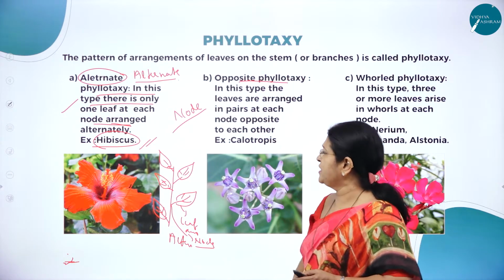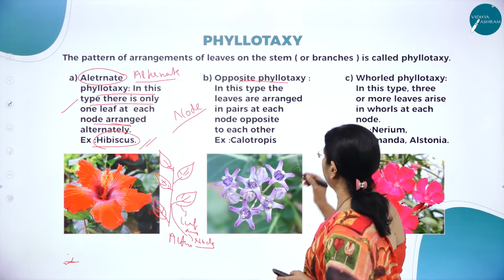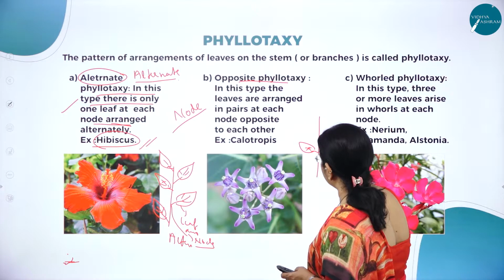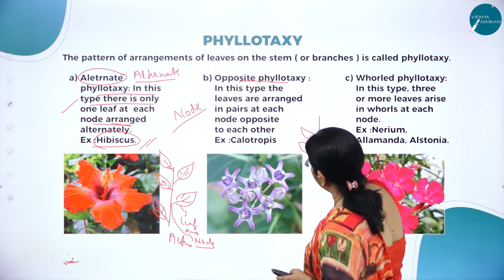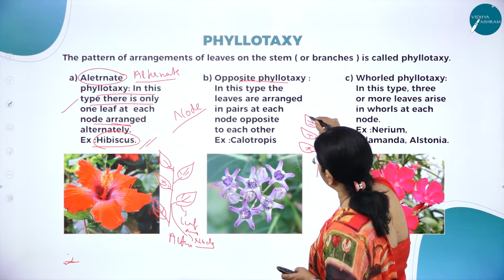Moving on to the next type, opposite Philotaxy. The very word itself will tell you. Opposite. So from one node, two leaves arise. You can see a pair of leaves arise from a common node.